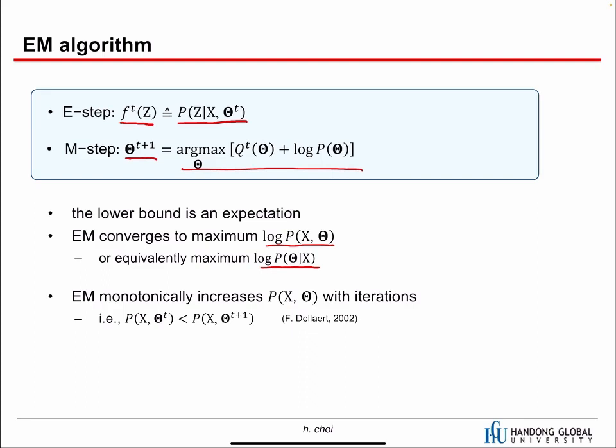And EM monotonically increases P of x given theta with iterations. This is proven already in this paper. So whenever we update this parameter, P of x given theta t plus 1 is higher than this one. And if we use the likelihood, then every time the likelihood is higher than the previous likelihood. So it is maximizing.